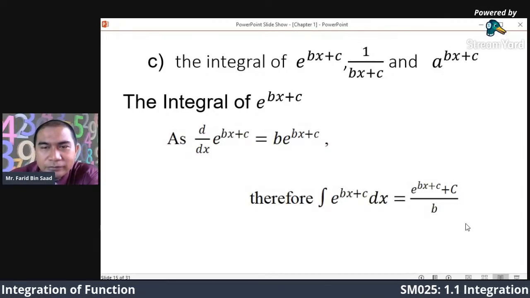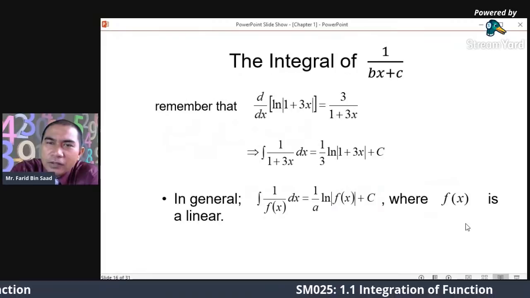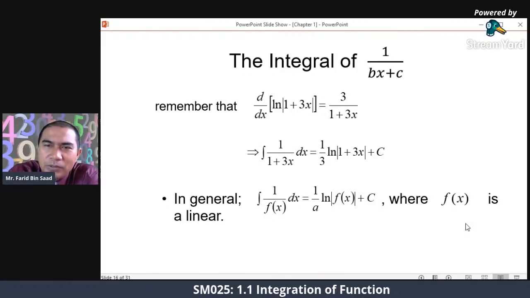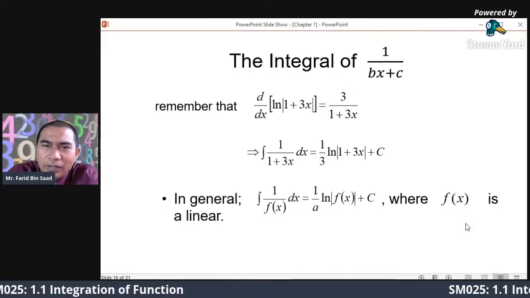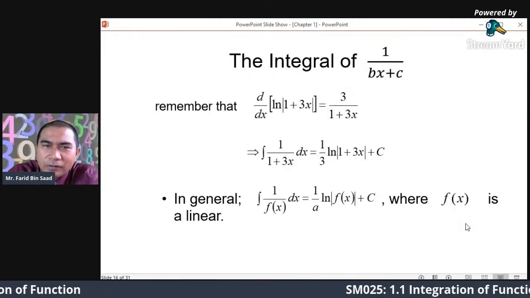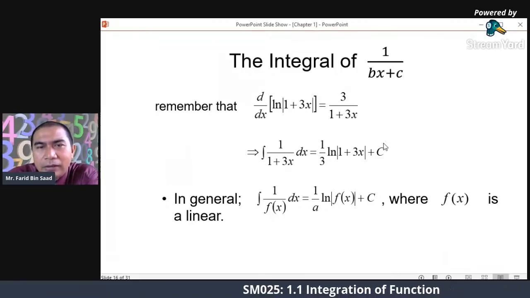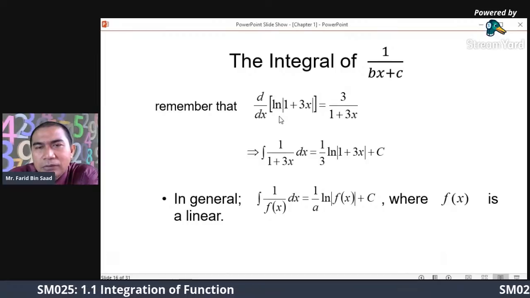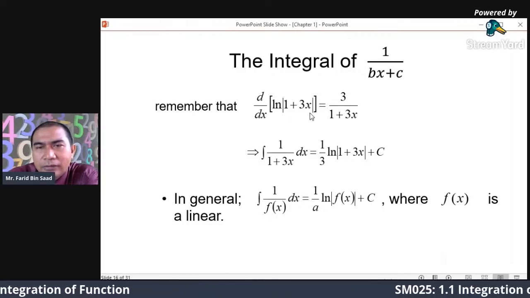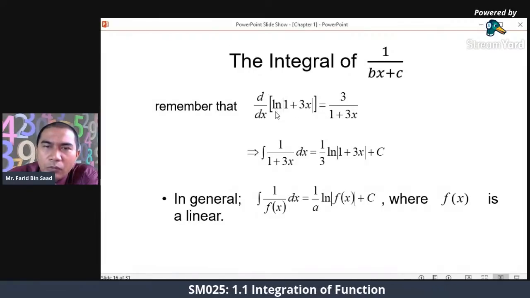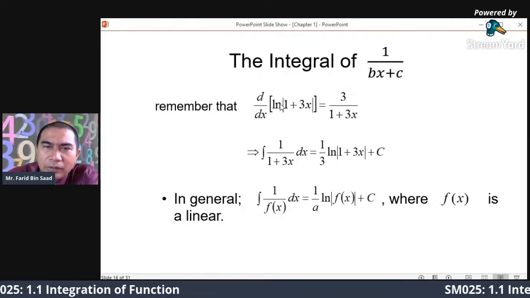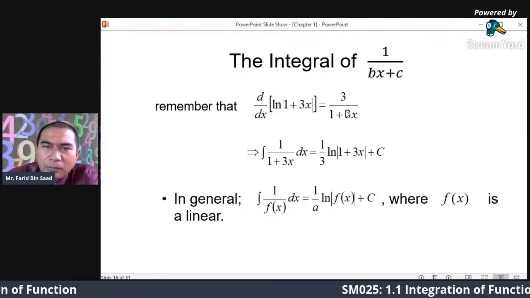Okay, next. The integral of 1 over bx plus c, that means integration of 1 over bx plus c. Okay, there is a note here. Remember that when we differentiate, for example, ln of 1 plus 3x, what we get is 1 over what? 1 over what we have after ln, 1 plus 3x. That means 1 over 1 plus 3x.